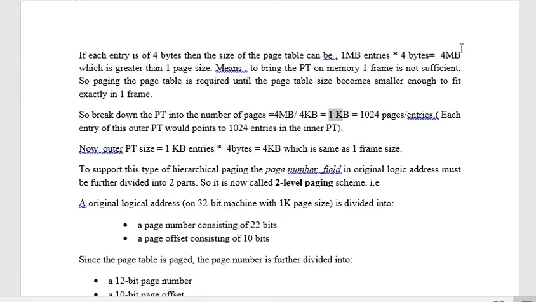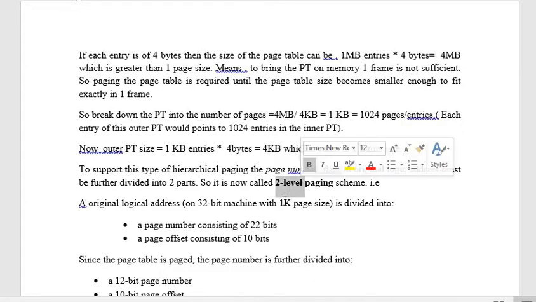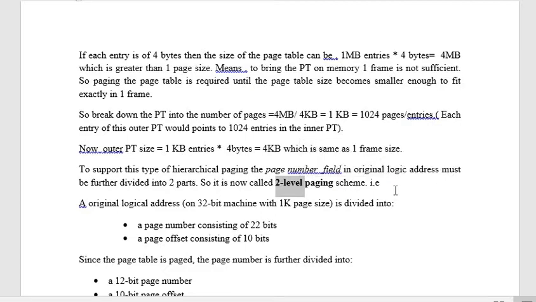When this 4 MB got divided into 1 KB page tables, we have divided only twice. The inner table has been divided into the first level, which is the second division of the page table. So from the first level, the original level, to the newer outer table, that's why it is only two levels of dividing. That's why it's a two-level paging scheme.